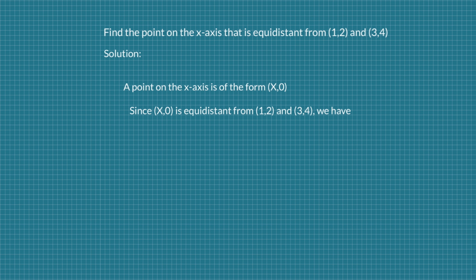Find the point on the x-axis that is equidistant from (1, 2) and (3, 4). Any point on the x-axis has its y-coordinate 0. So a point on the x-axis is of the form (x, 0). Since (x, 0) is equidistant from (1, 2) and (3, 4), we have (x minus 1) squared plus (0 minus 2) squared equals (x minus 3) squared plus (0 minus 4) squared.